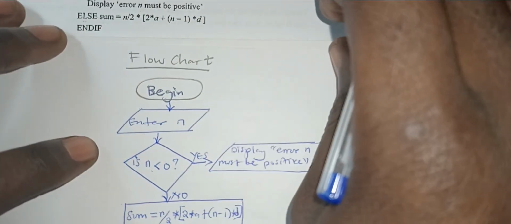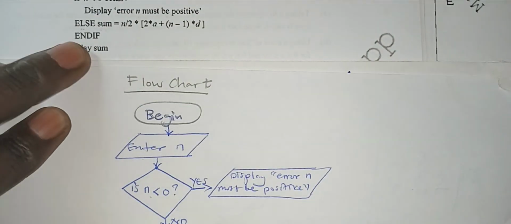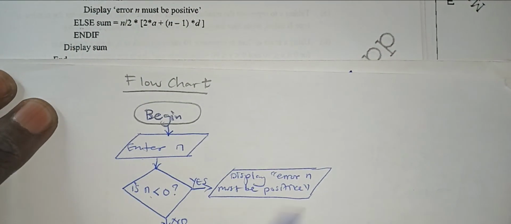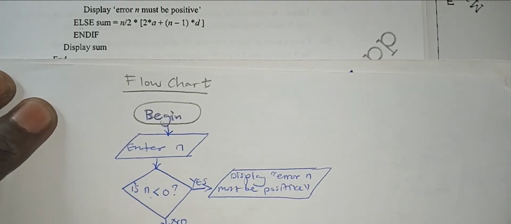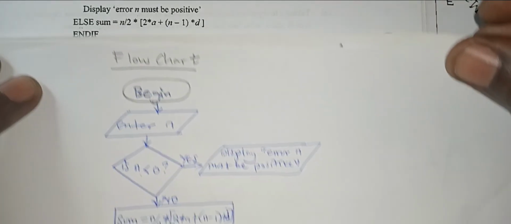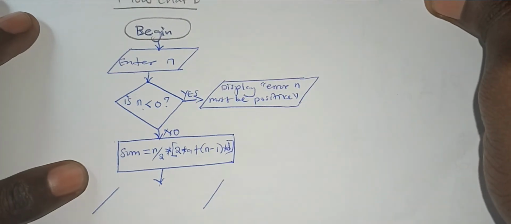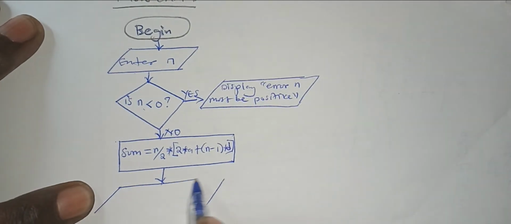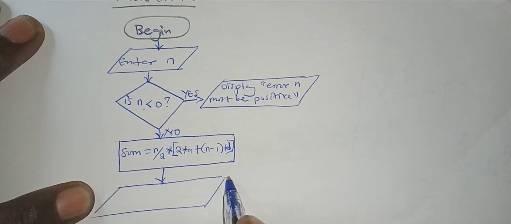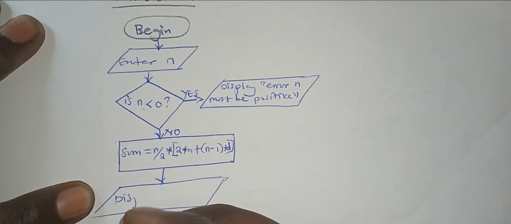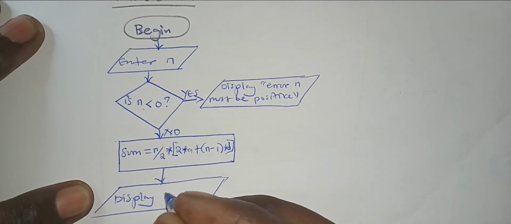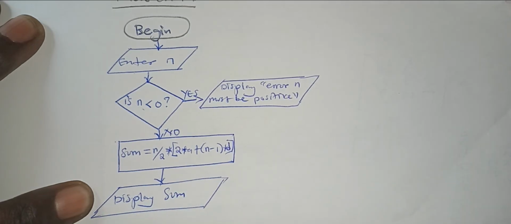Next, I hope you are able to see, the statement is end if. So after we process, before we can end, we are supposed to display this information. So for display again, we need to employ the right symbol. So this is the symbol that we have to employ. And inside this symbol, we are going to say display sum. Okay, display sum.